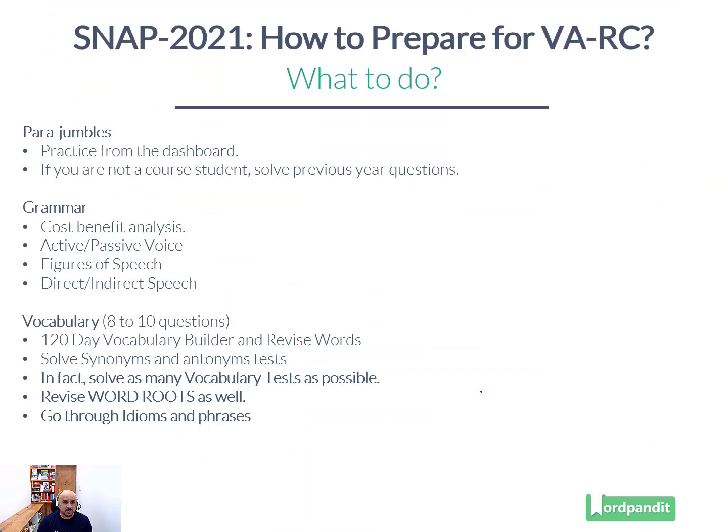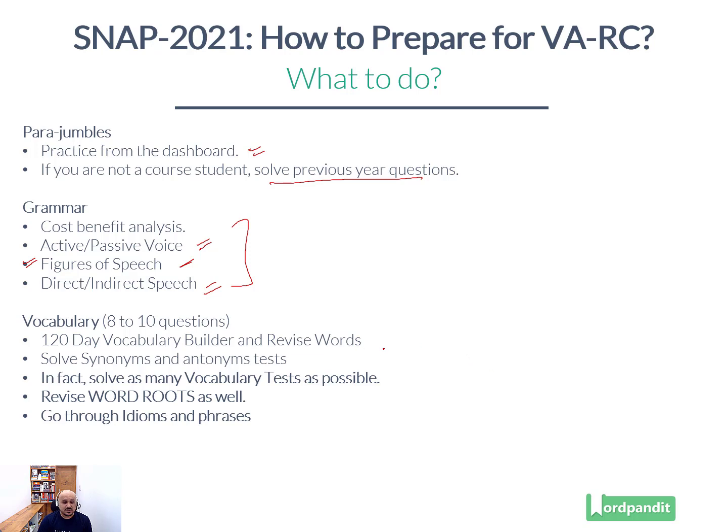Parajumbles, you practice from the course dashboard. In case you're not a course student, you solve previous year questions. You've got lots of CAT questions as well. For grammar, active, passive voice, figures of speech, that's also a very important topic. And indirect, direct speech, and the other topics that I mentioned, those are important.